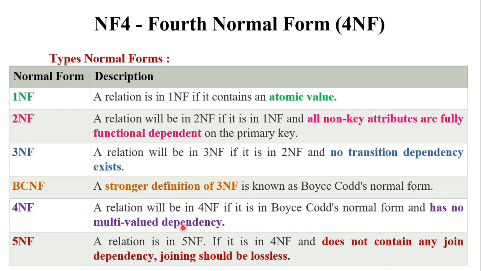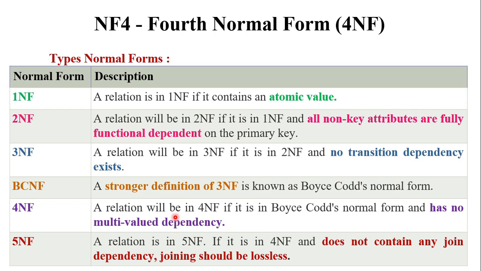If you're having dependency, it means your column depends on the second column, third column, and so on and so forth. Multi-value dependency means multiple columns depend on a single column. If that is the case, it should not be in the fourth normal form. To make that, we have to avoid or eliminate that multi-valued dependency. That is what the fourth normal form is.